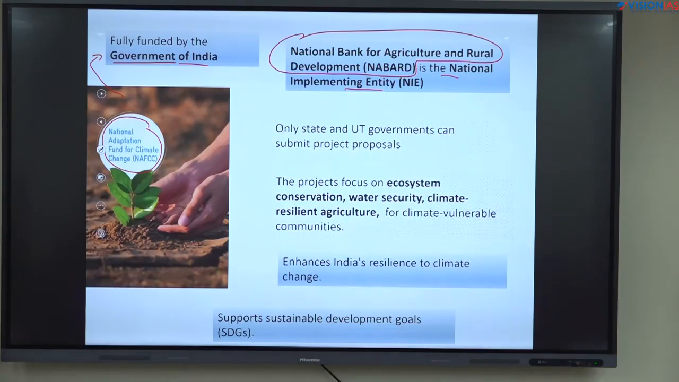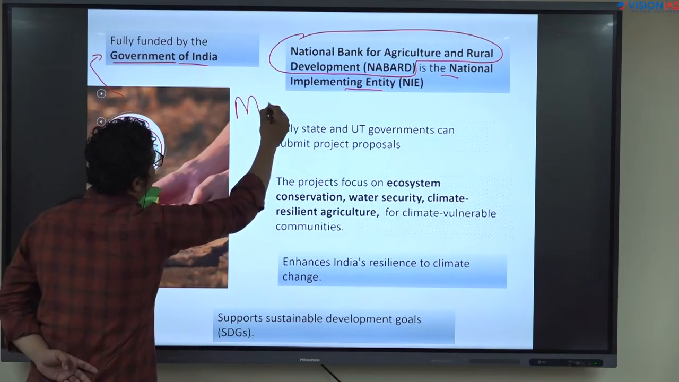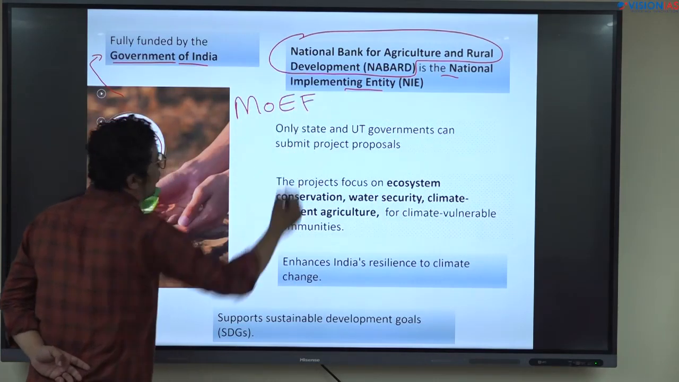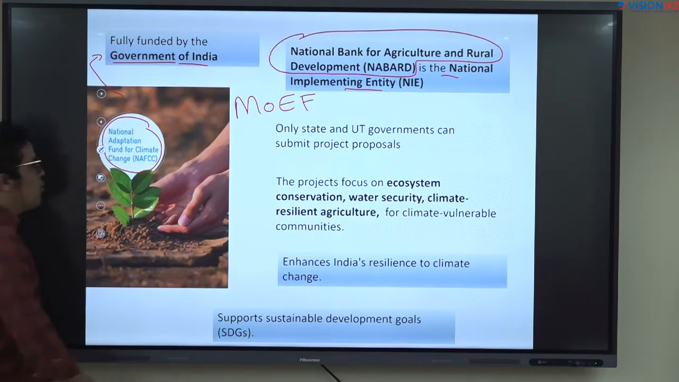See, whenever you prepare projects or schemes for your UPSC prelims, always remember which ministry is implementing, which agency is implementing. Do these things for most of the schemes that you prepare for your UPSC prelims, whether in economics or environment. So, funded by the Government of India, implementing ministry, Ministry of Environment and Forest, and national implementing entity, the organization is NABARD.